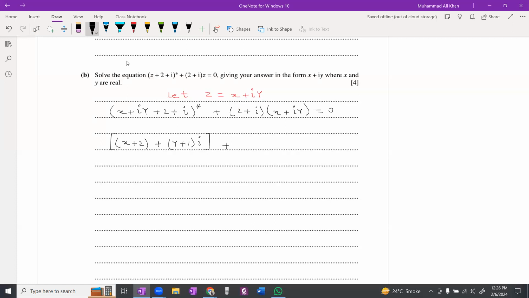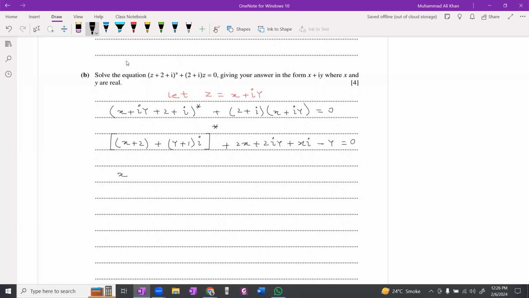Plus, if we multiply both brackets, it will be 2x plus 2iy plus ixand minus y equals 0. Why is it minus y? Because i into i is i squared, and i squared is minus 1.